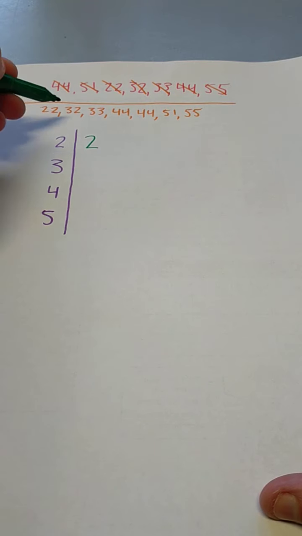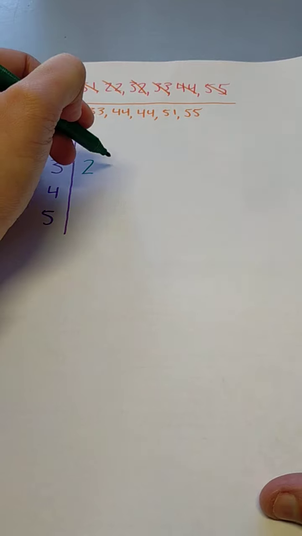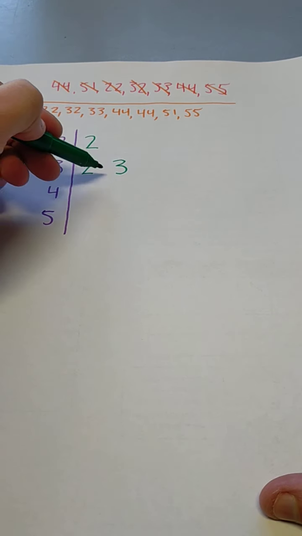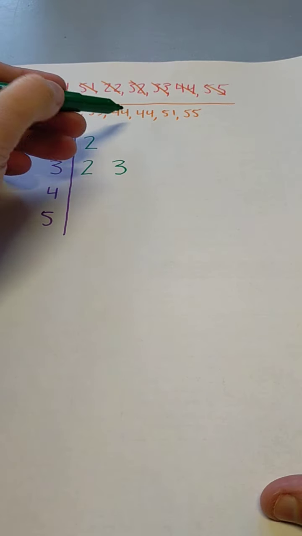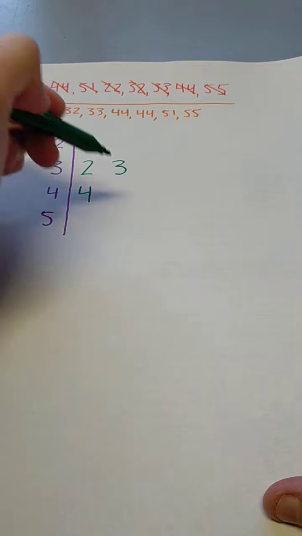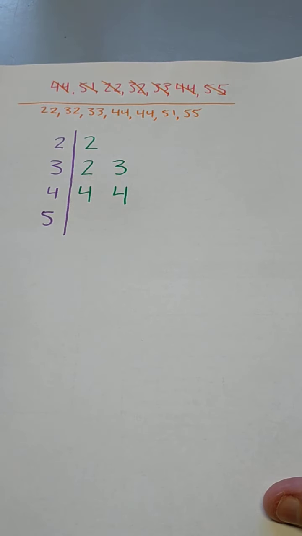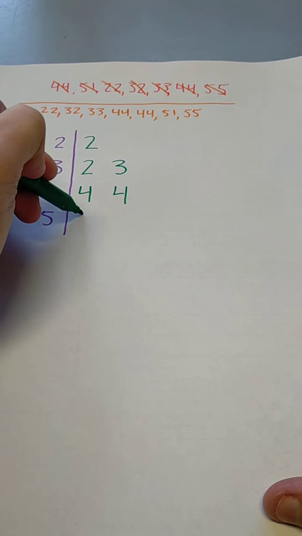Now I can move on to my 30s, already got them in order. So 32, then 33. So again, we leave a gap, but we actually don't put a comma there. Now, two lots of 44s doesn't matter at all. We still just put them in number order. And here we've got our leaf shaping.